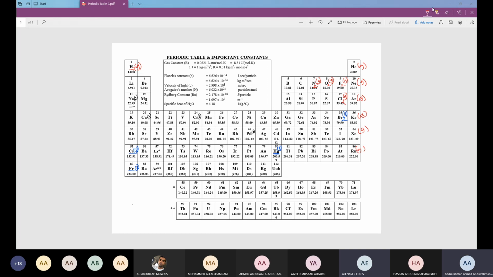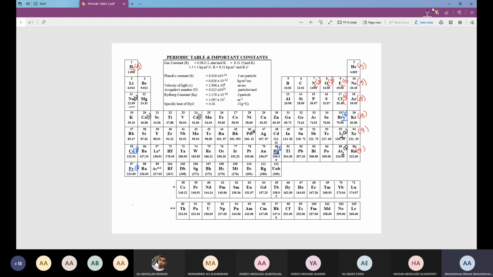I2, right? Excellent. Yes, I is also solid, I agree, but I is available as I2 again. Even At, and At is not important, but this is also available as At2 solid. But this is not important at all, but I2 is important.